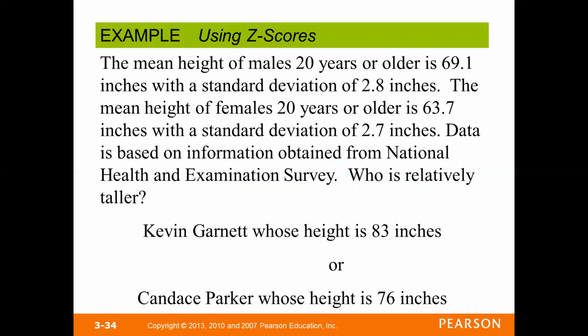As an example, let's say that the mean height of males 20 years or older is 69.1 inches with a standard deviation of 2.8. And the mean height of females 20 years or older is 63.7 inches with a standard deviation of 2.7. It wants to know who is relatively taller, Kevin Garnett or Candace Parker.